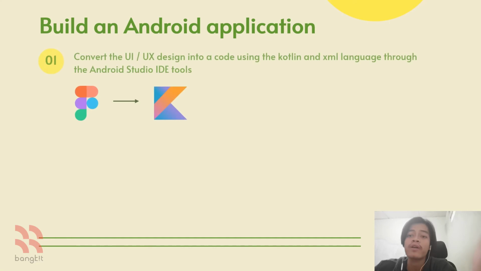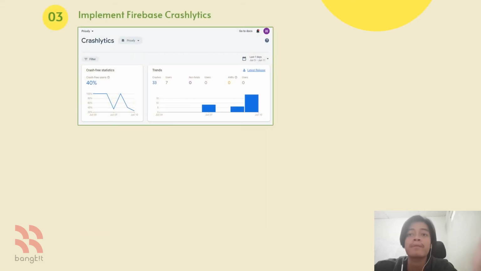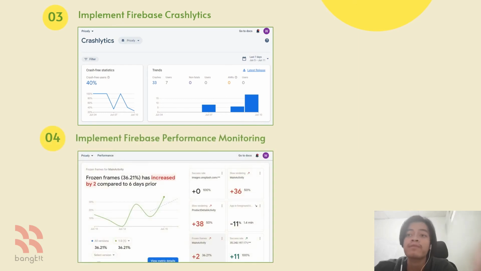If the UI/UX design is complete, then we convert the design into code using the Kotlin and XML languages through the Android Studio tools. Then we implement the API using the Retrofit library to manage the data on the server via an internet connection. After that, we implement Firebase Crashlytics to track, prioritize, and fix stability issues that reduce quality in the app in real time. We also implement Firebase Performance Monitoring to help get reports on the performance characteristics of the application.